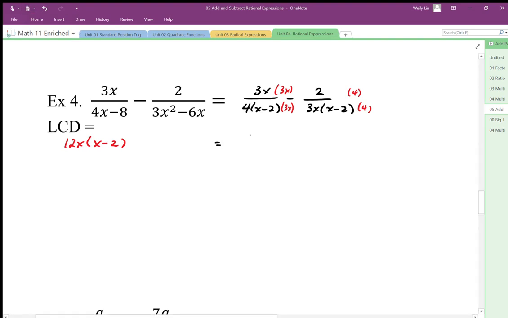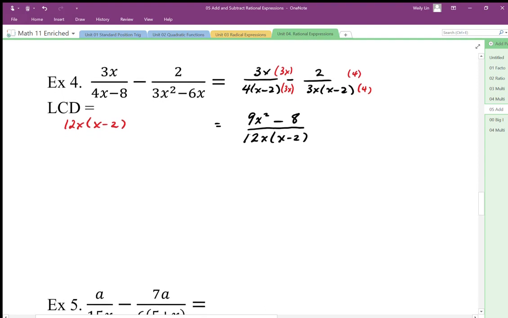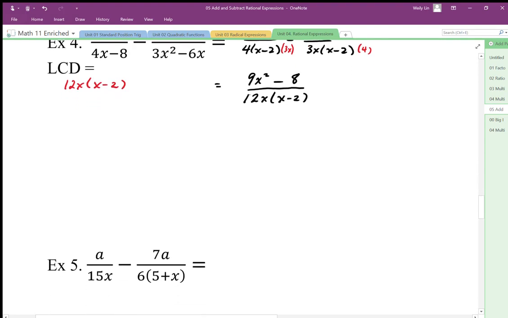So our numerator then becomes 9x squared minus 8. Those are unlike terms. And our common denominator is 12x times x minus 2. Leave it in factored form. The numerator doesn't seem to be factorable, so we're not going to be able to cancel any factors out. So there it is. There's our solution to this.